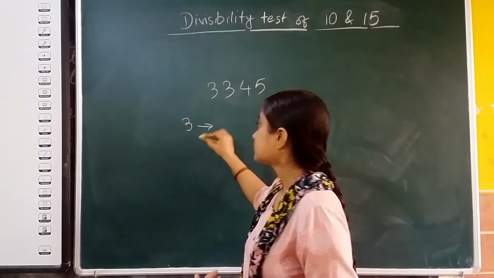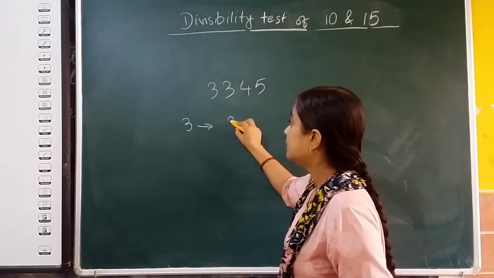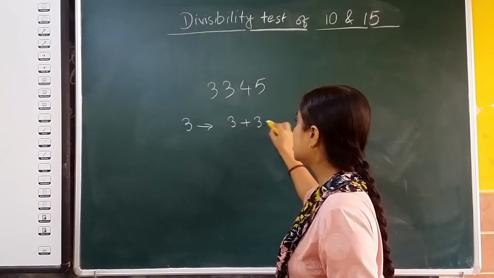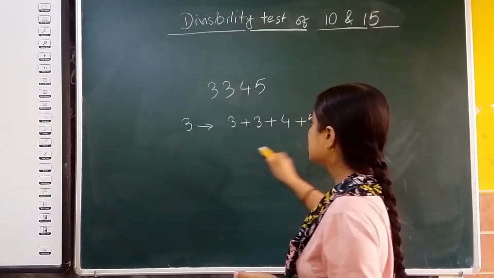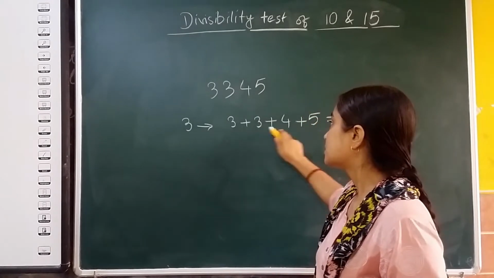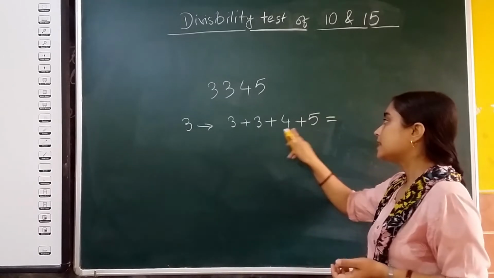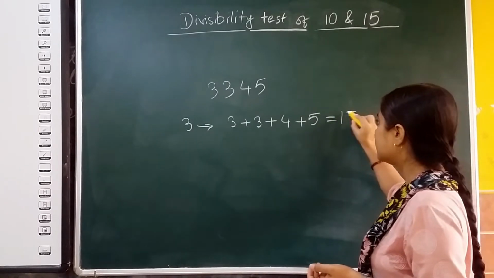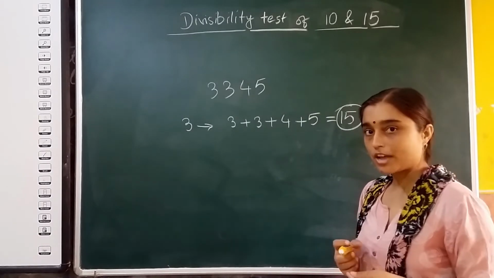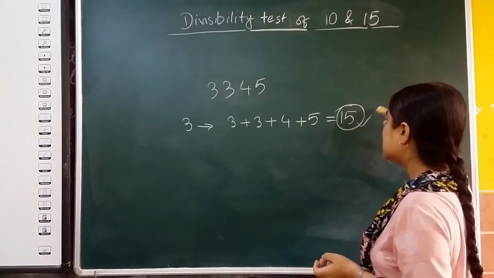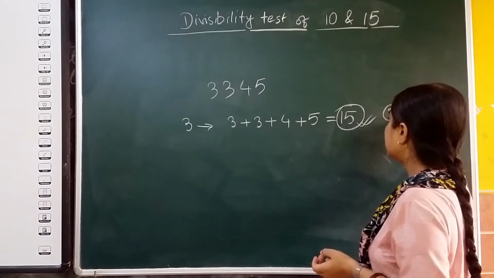By 3, check it out. Add 3 plus 3 plus 4 plus 5. How much is it? 3 plus 3 is 6, 6 plus 4 is 10, 10 plus 5 is 15. And 15 comes in the table of 3. 3 fives are 15. Therefore, this is divisible by 3.